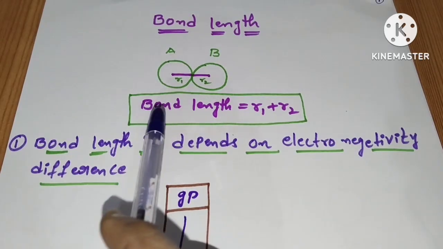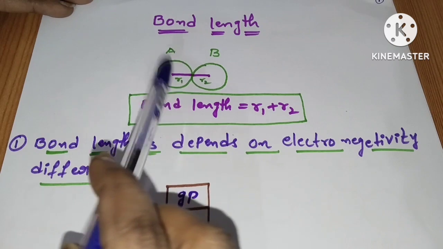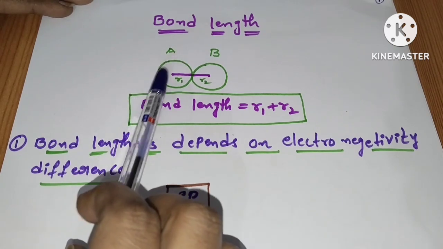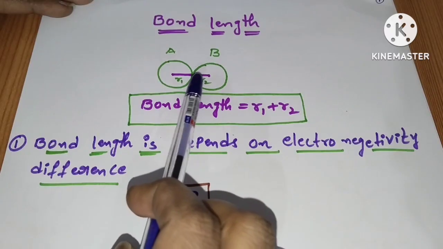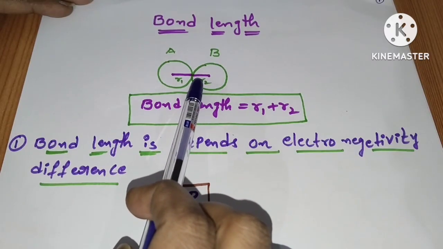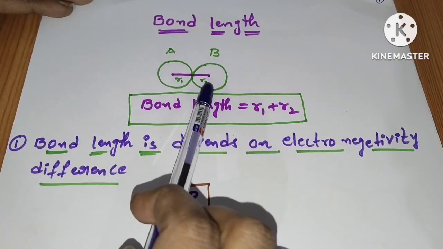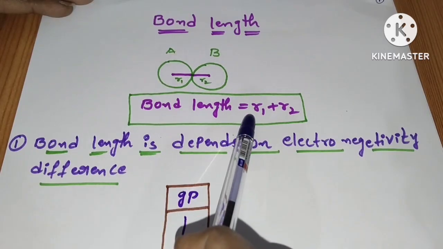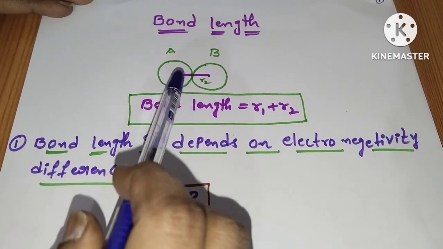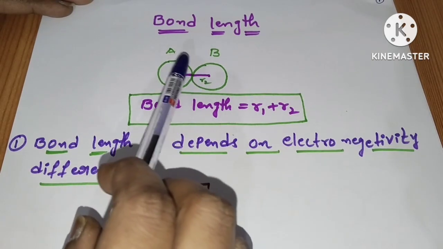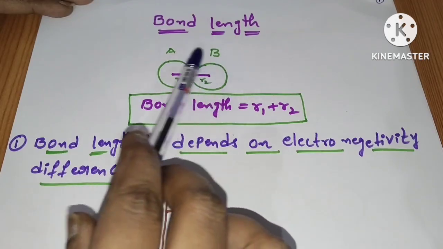For example, consider this diatomic molecule. Let the atomic radius of A atom be R1 and the atomic radius of B atom be R2. Now, the bond length of this molecule is equal to R1 plus R2. So, remember that bond length is the distance between centers of two atoms bonded together.